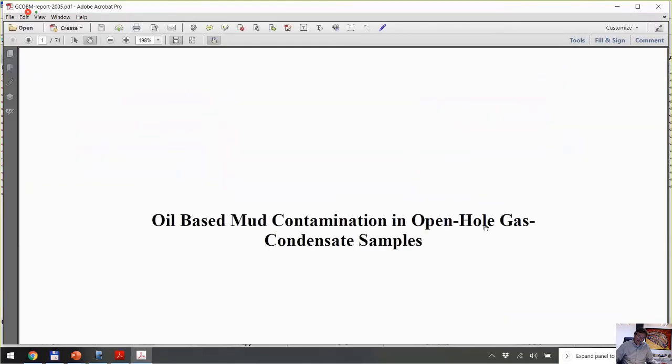Oil-based mud contamination in open hole gas condensate sample. So everything you would ever want to dream about knowing about this particular issue, how to decontaminate, whether you can decontaminate to what level of accuracy, if you draw below the dew point and you have contamination, on and on and on. We tried to answer all of the questions that we could come up with. And none of this is published by anyone in the industry, so it's a good go-to paper.